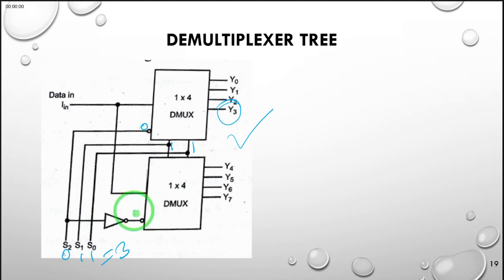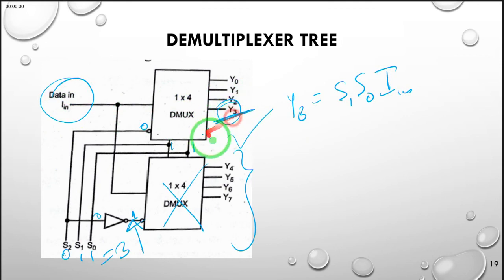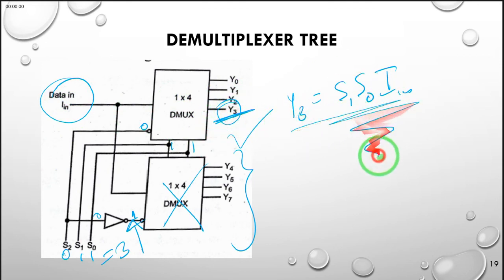Therefore, this becomes activated. The 0 comes in here and becomes 1, and therefore that 1 deactivates this lower demultiplexer. Once we have sent 1 here, this will not give us anything because it has been deactivated by the chip enable pin. But finally, when we need a 3, we have seen that Y3 is given by S1, S0 and I in, and therefore our data input is going to be displayed at Y3, just as we have illustrated.